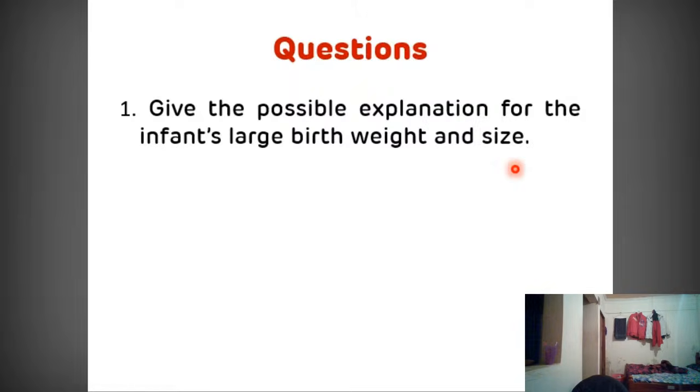Fine. In gestational diabetes mellitus, what is happening? In the mother, there is hyperglycemia. Now, in response to that hyperglycemia, the fetus starts secreting more insulin. That insulin leads to an increase in DNA synthesis as well as an increase in cell size. Right? So that leads to the infant's large birth weight and size. So that is the possible explanation. Fine. So that is the answer of question number 1.